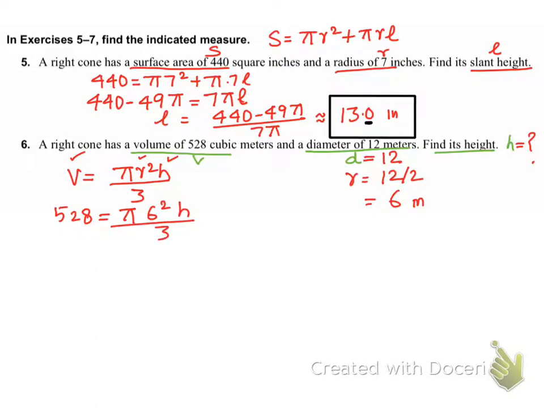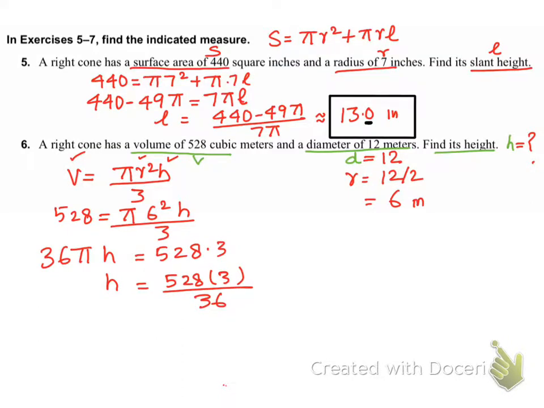Now do the cross multiplication. 36 pi H is 528 times 3. I got 36 by squaring 6. Now I have to find H. I divide both sides by 36. 528 times 3 over 36, and you just plug it in.